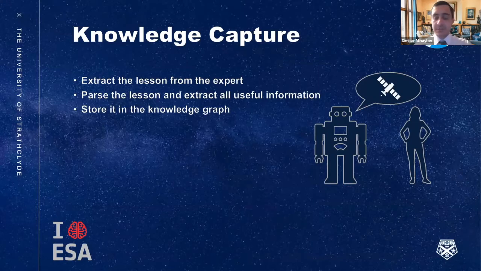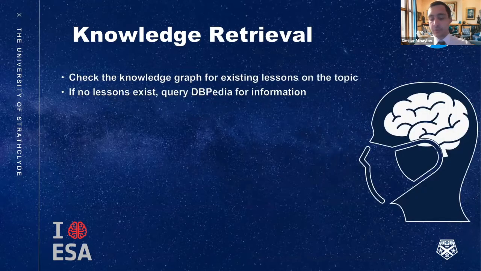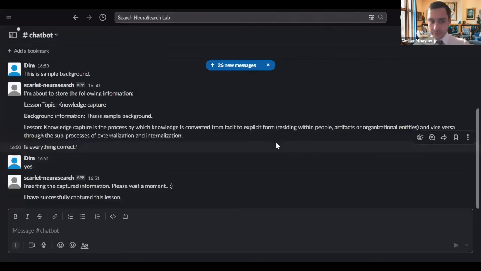The second objective that we have for our knowledge transfer, or sub-objective, is knowledge retrieval, in which case we check the knowledge graph for existing lessons on the topic, then we present them to the user, and we can answer some questions on them. And obviously, if no lessons exist, we query DBpedia for information, and then we present the lessons from there. So to show you how that works, we captured the lesson.